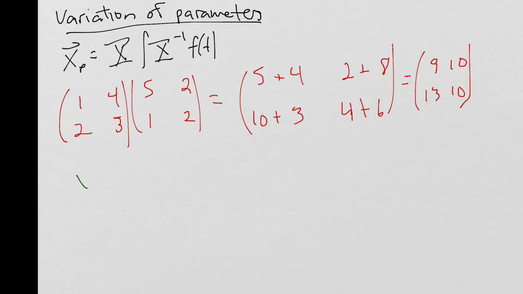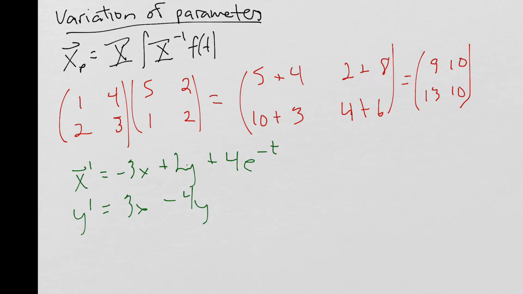So I'm going to take x prime equals negative 3x plus 2y plus 4e to the negative t, and y prime equals 3x minus 4y.